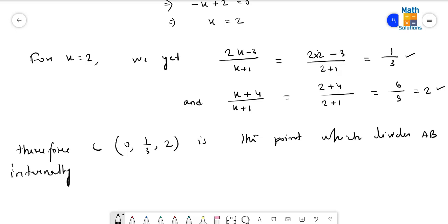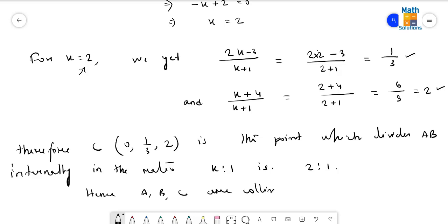How could I say that this is internally? See, when k becomes a negative result, then the result will be for external division. When k is negative, it divides externally. When k is positive, it divides internally. Remember this. Internally in the ratio k is to 1. K is to 1 here will be what? 2 is to 1. Hence, A, B, C are collinear. So this is the answer.